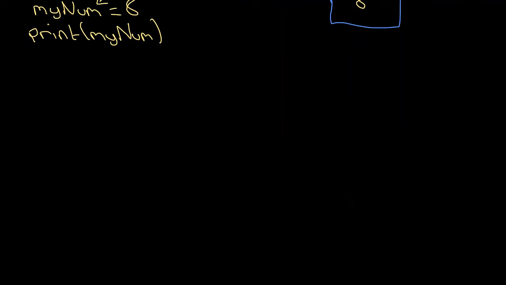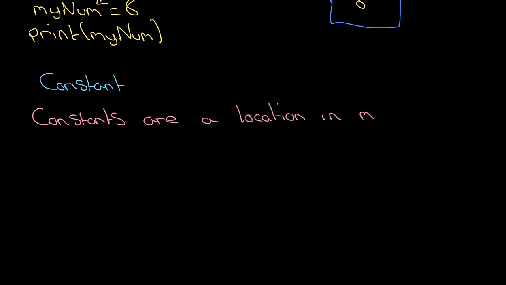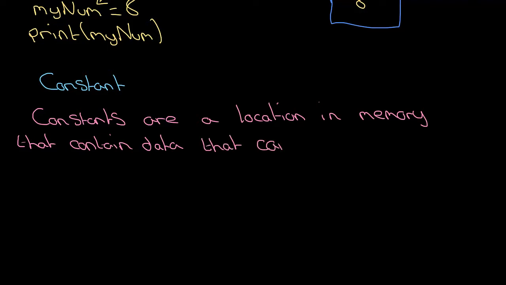So let me give you the definition of a constant now, and it's fairly simple. Constants are a location in memory. That should sound familiar. They're a location in memory that contains data that, wait for it, cannot be changed.